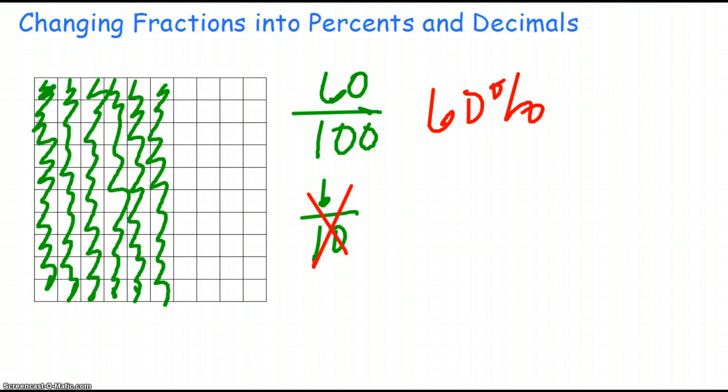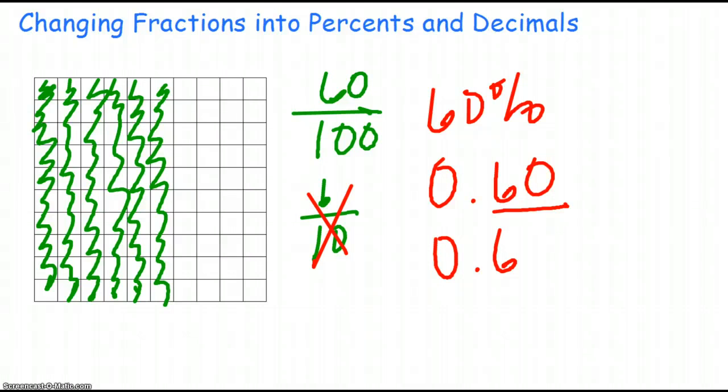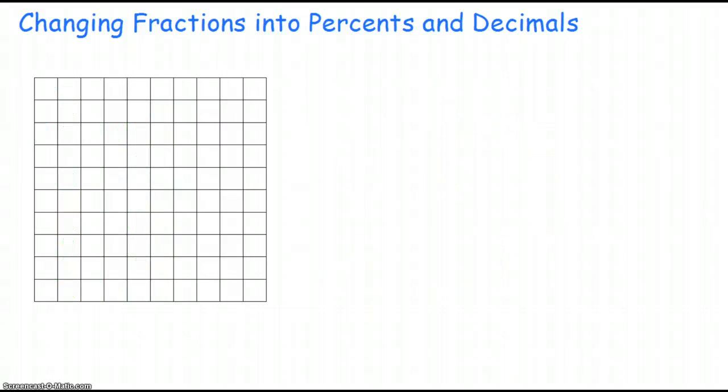And the decimal could be written two ways, 0.60 or 0.6. Either way, it's the same amount. I would pronounce this one 60/100ths. I would pronounce this one 6/10. But either way, it's still equal. Let's try another one.